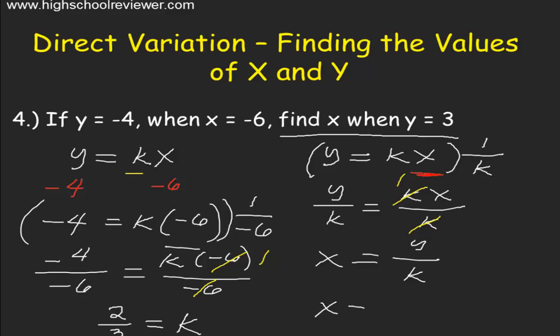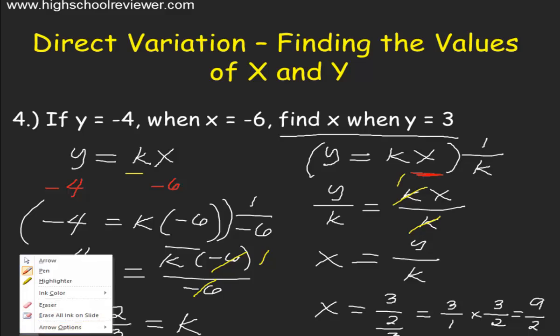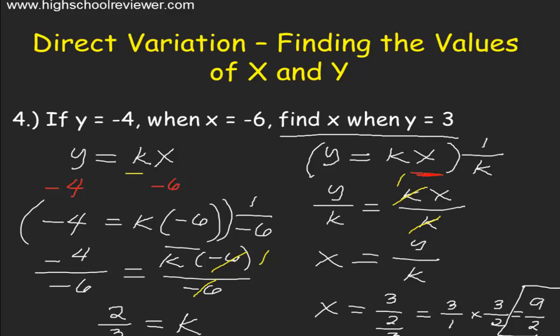So here, our value for y is 3 and our value for k is 2 over 3. So 3 divided by 2 over 3 is 3 over 1 multiplied by the reciprocal, which is 3 over 2. So 3 times 3 is 9, all over 2. So 9 over 2 is our answer for number 4.